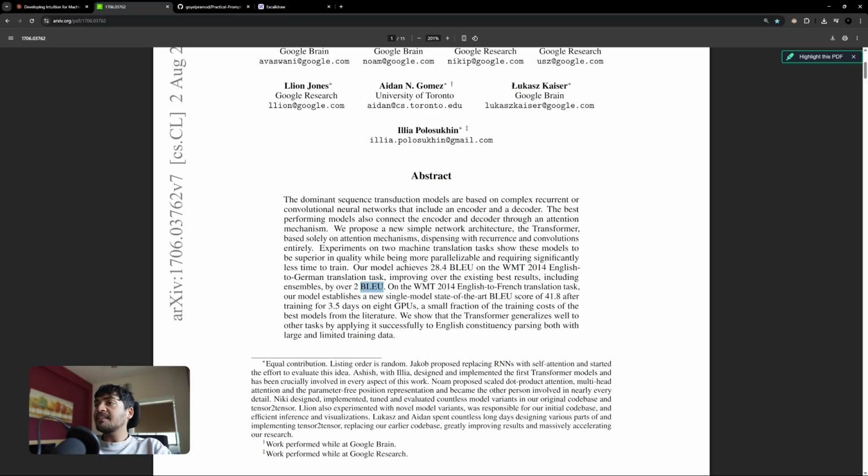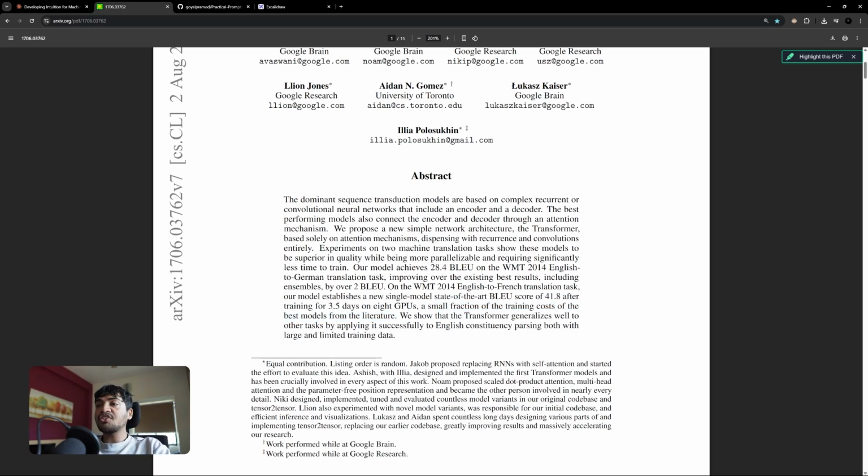And then they say that they are able to score 41.8 after training for 3.5 days on 8 GPUs, a small fraction of training costs of the best models from the literature. So what does that mean? That any other SOTA model, state of the art model that they knew about, was trained for far longer and cost way more than their whole idea did.